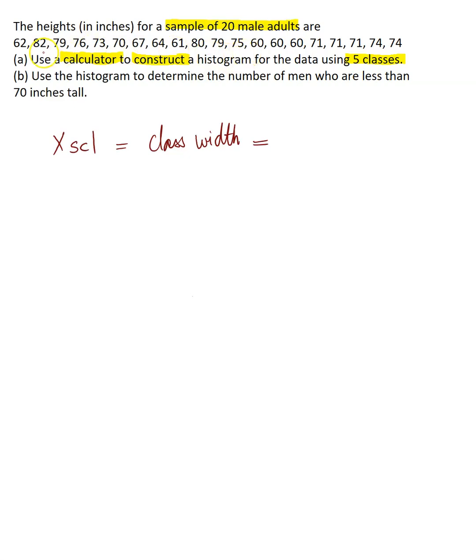And again, go ahead and look for the maximum value you have, which will be 82, right? Minus the minimum value, the smallest value we have is 60. Okay. Divided by the number of classes we want. So if you look at the formula itself, you get that comes out to be 22/5, which is approximately 4.4.